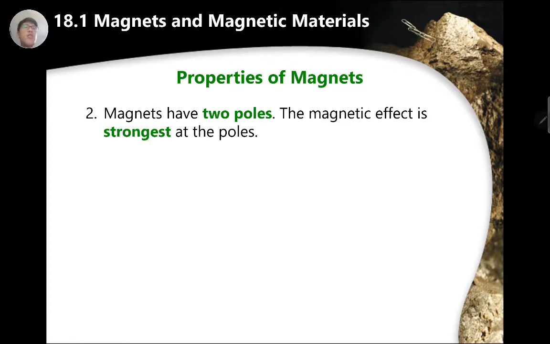Your next property, magnets have 2 poles. The magnetic effect is strongest at the poles. Typically you say you have a bar magnet. The ends of the bar magnet is where the magnetic effect is the strongest. I'm sure you know this from primary school, right? If you try to pick up paper clips, the paper clips will all converge at the tip of the bar magnet. All the paper clips will converge at the tip of the bar magnet. It's strongest there. It won't go anywhere.